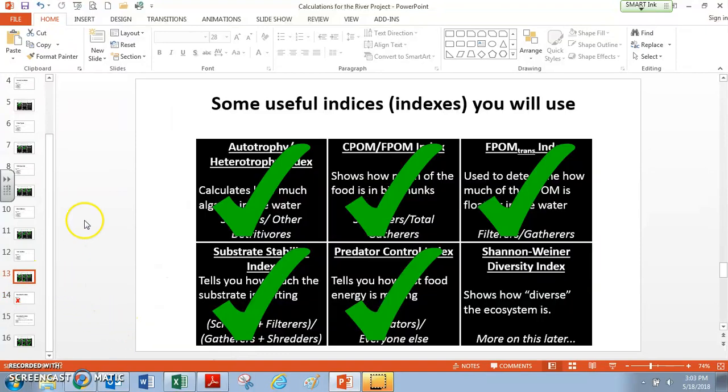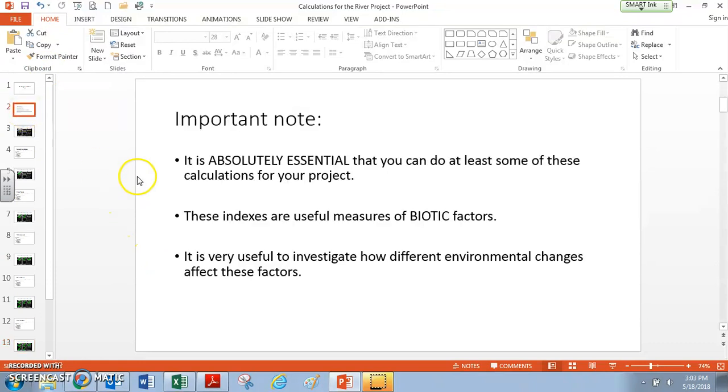But at least in this video, we've covered these 5 indexes, and hopefully now you can understand how we use these calculations in order to investigate how different environmental changes affect these factors.